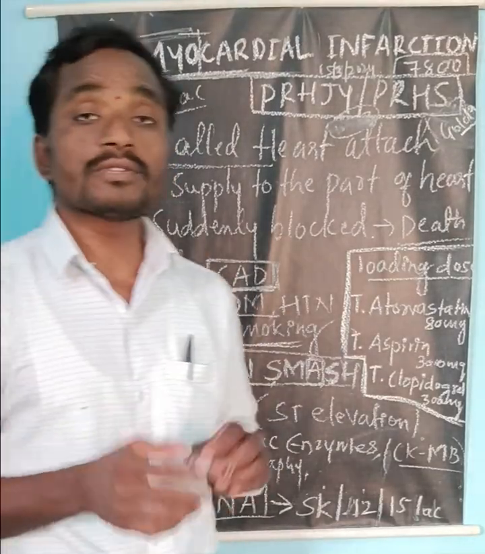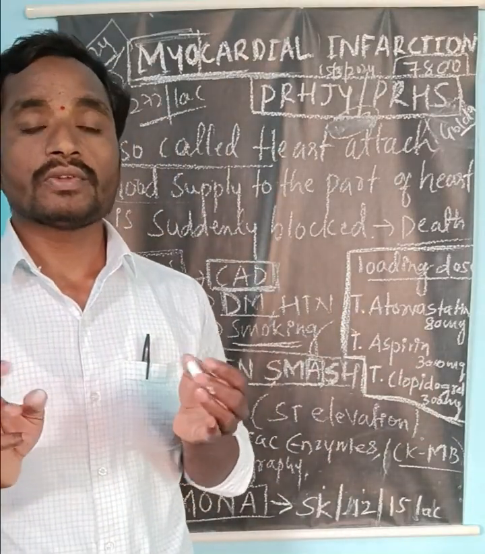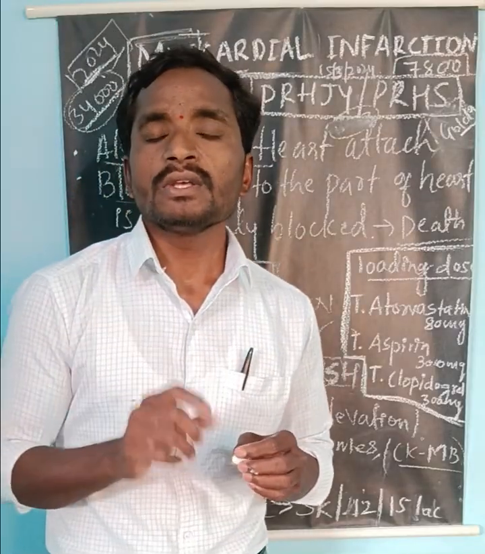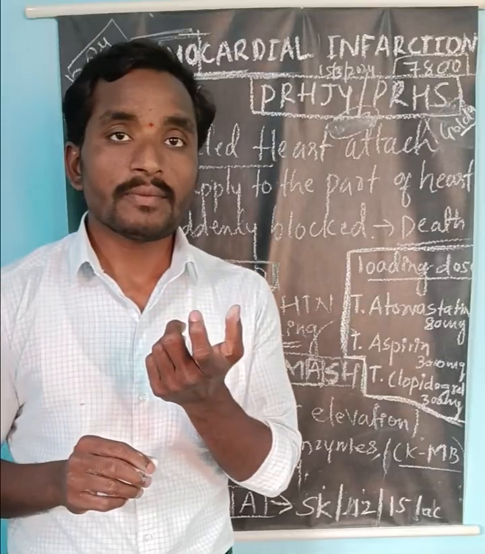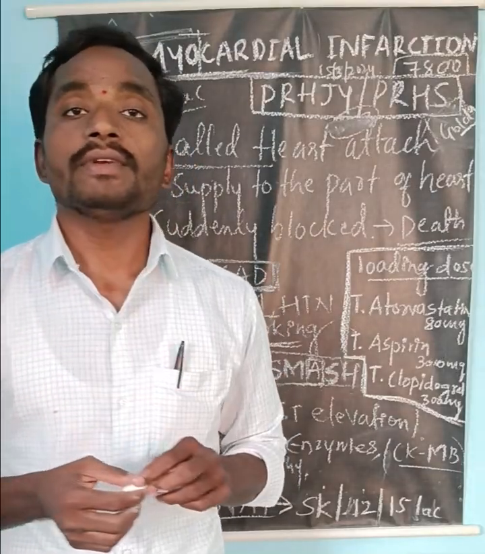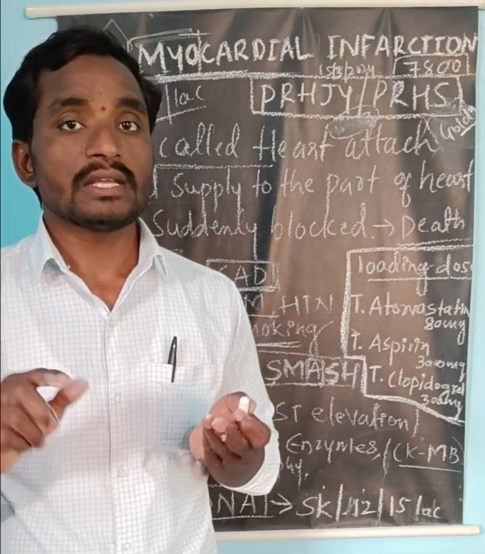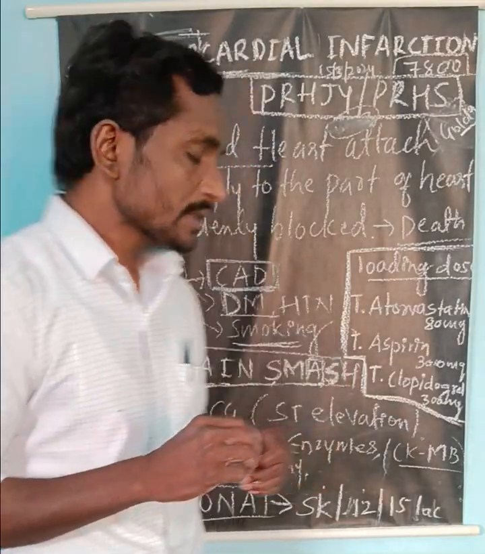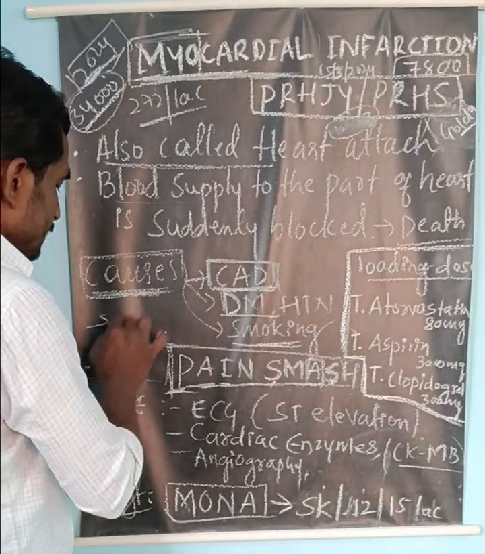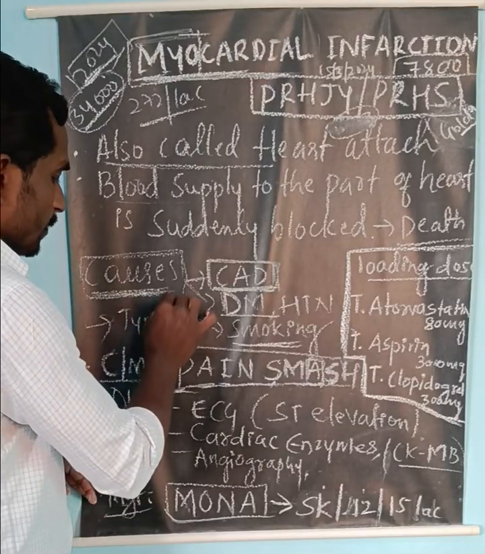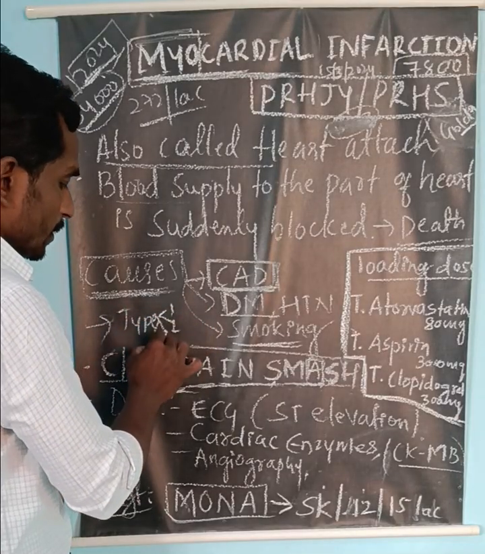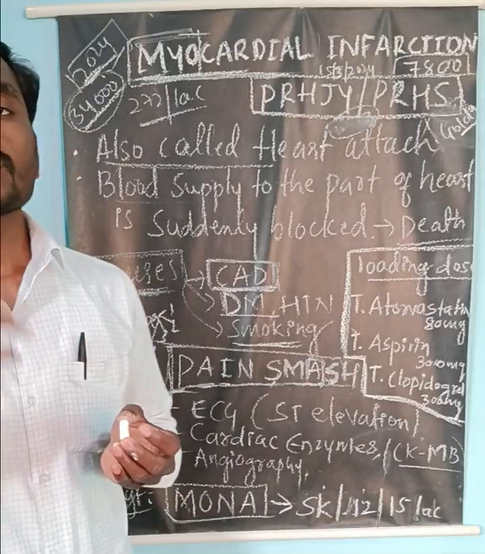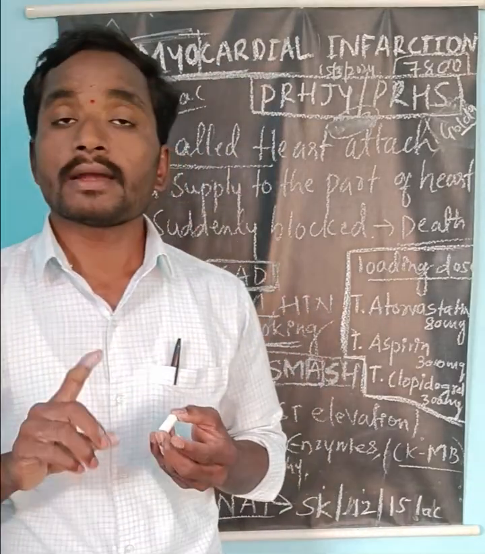Now come to the types of myocardial infarctions. Myocardial infarction is divided into three types: STEMI, non-STEMI, and angina pectoris. STEMI is ST elevation myocardial infarction, then non-ST elevation myocardial infarction, and angina pectoris. For easy understanding, according to the American Heart Association, myocardial infarction is classified into four types: type 1, type 2, type 3, and type 4.